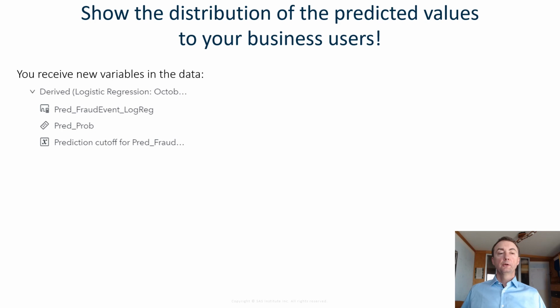So consequently, you receive new variables in the data as you see it here. In our first step, we take a look at what we should do in order to illustrate the predicted probability, as we have it here.